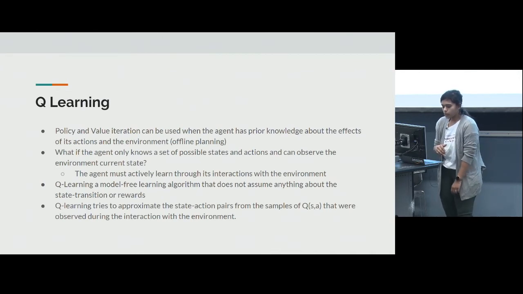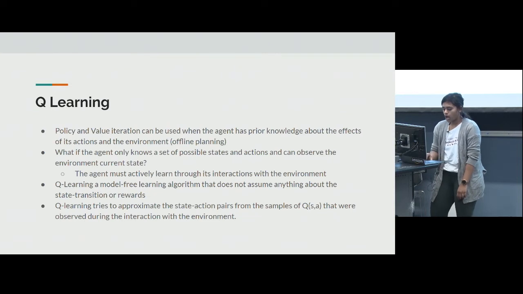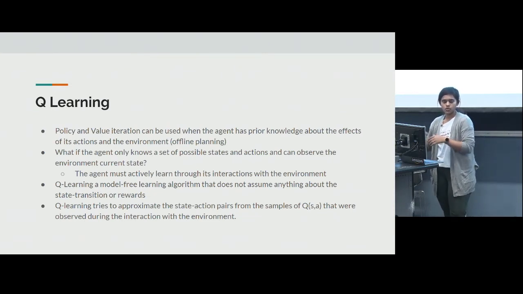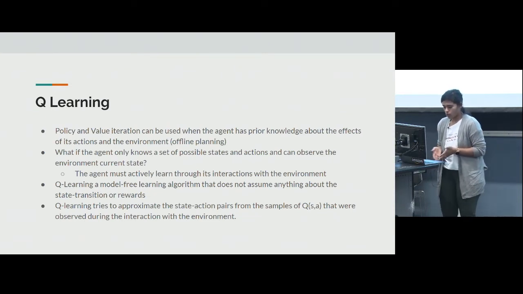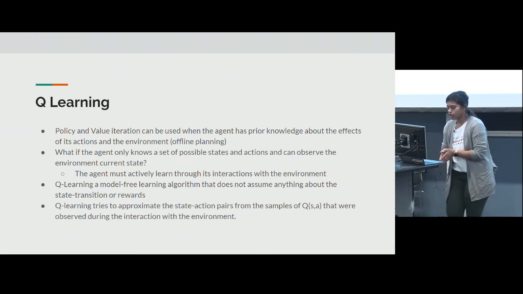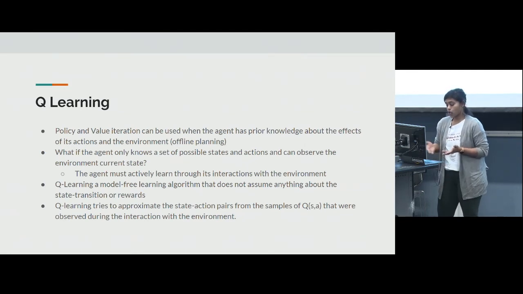So all this while, we were talking about scenarios where we know how the environment operates. We know what states and actions give rise to what next states or rewards. But there can be scenarios where we do not know much about the environment. So policy and value iterations can be used when the agent has prior knowledge about the effects of its actions and the environment. And this is called offline planning, because you know beforehand what is going to happen in the environment. But what if the agent only knows a set of possible states and actions and can observe the environment's current state, but does not know beforehand?